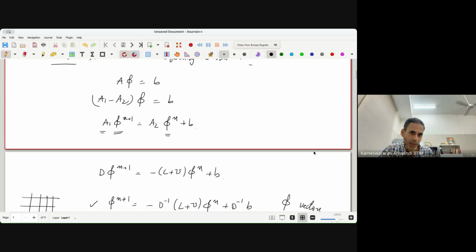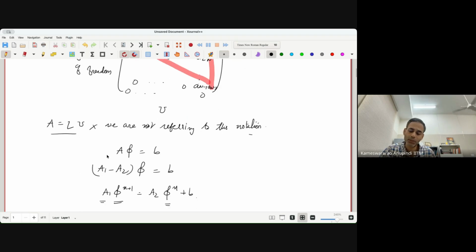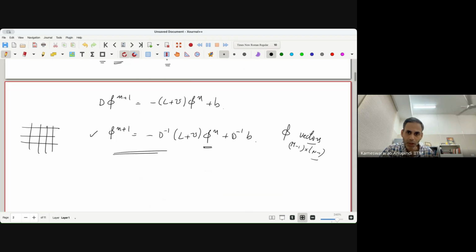I have mixed up a little bit here. I wrote capital N, but the n in this context refers to the total number of degrees of freedom, which is nothing but m minus 1 times n minus 1. So that's what I have referred to. Okay, that is your point Jacobi method.